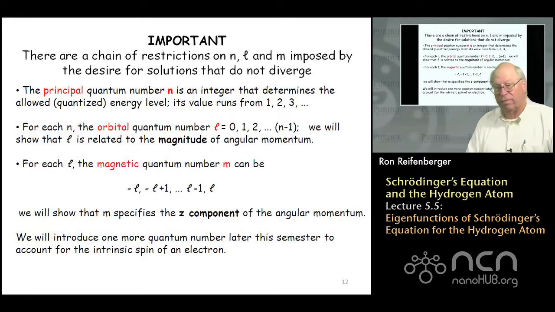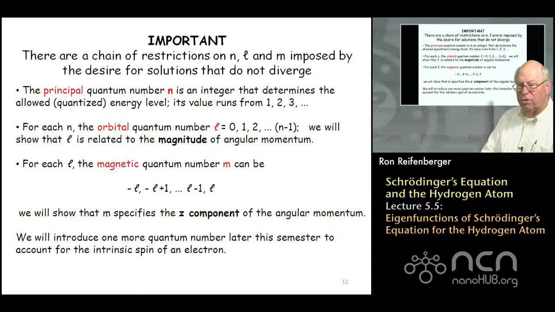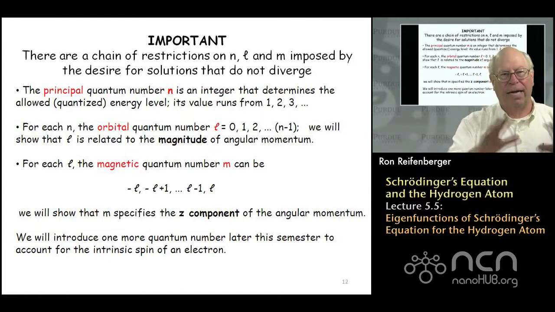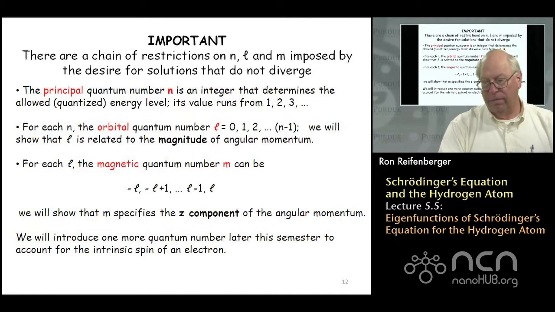And the first quantum number, the one that's probably the most important, is referred to as the principal quantum number. That's universally given the symbol small n, and that number is an integer that runs from 1, 2, 3, 4 on up. n equals 0 is not a possible value for that quantum number.